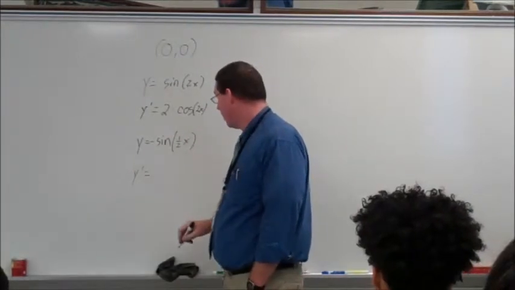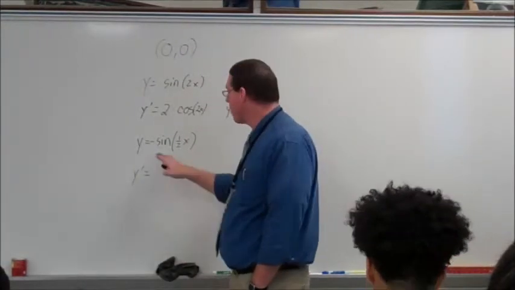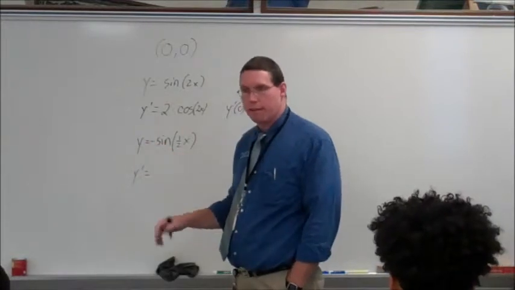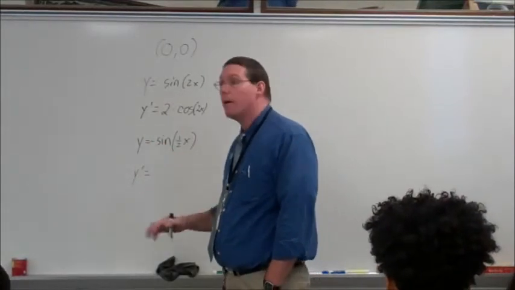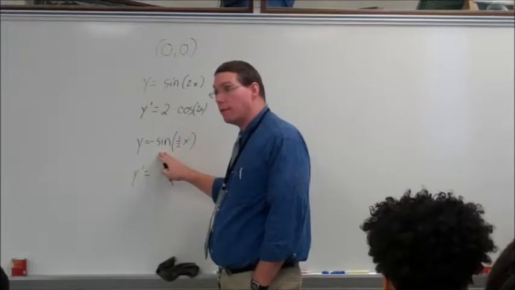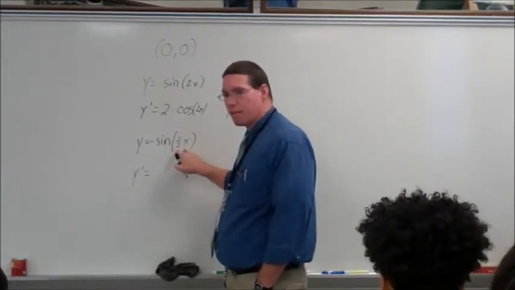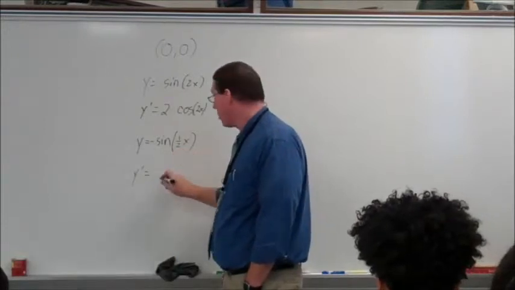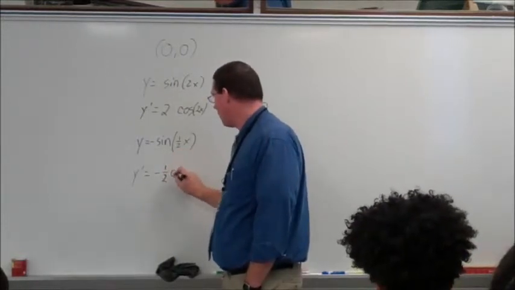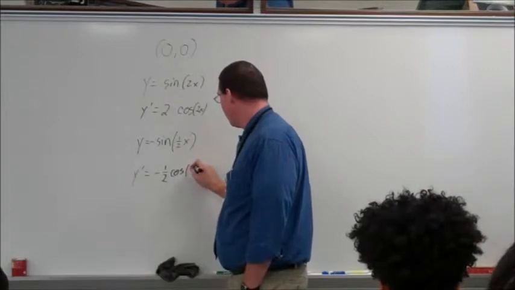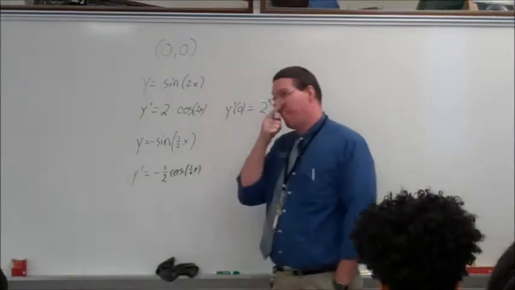It's negative. Does the negative matter? Well, let's ignore the negative for a second and whatever the answer is, we'll make it negative. The derivative of sine is cosine, right? So negative cosine, but what's the derivative of the inside? 1/2. So it's actually negative 1/2 cosine of 1/2 x.